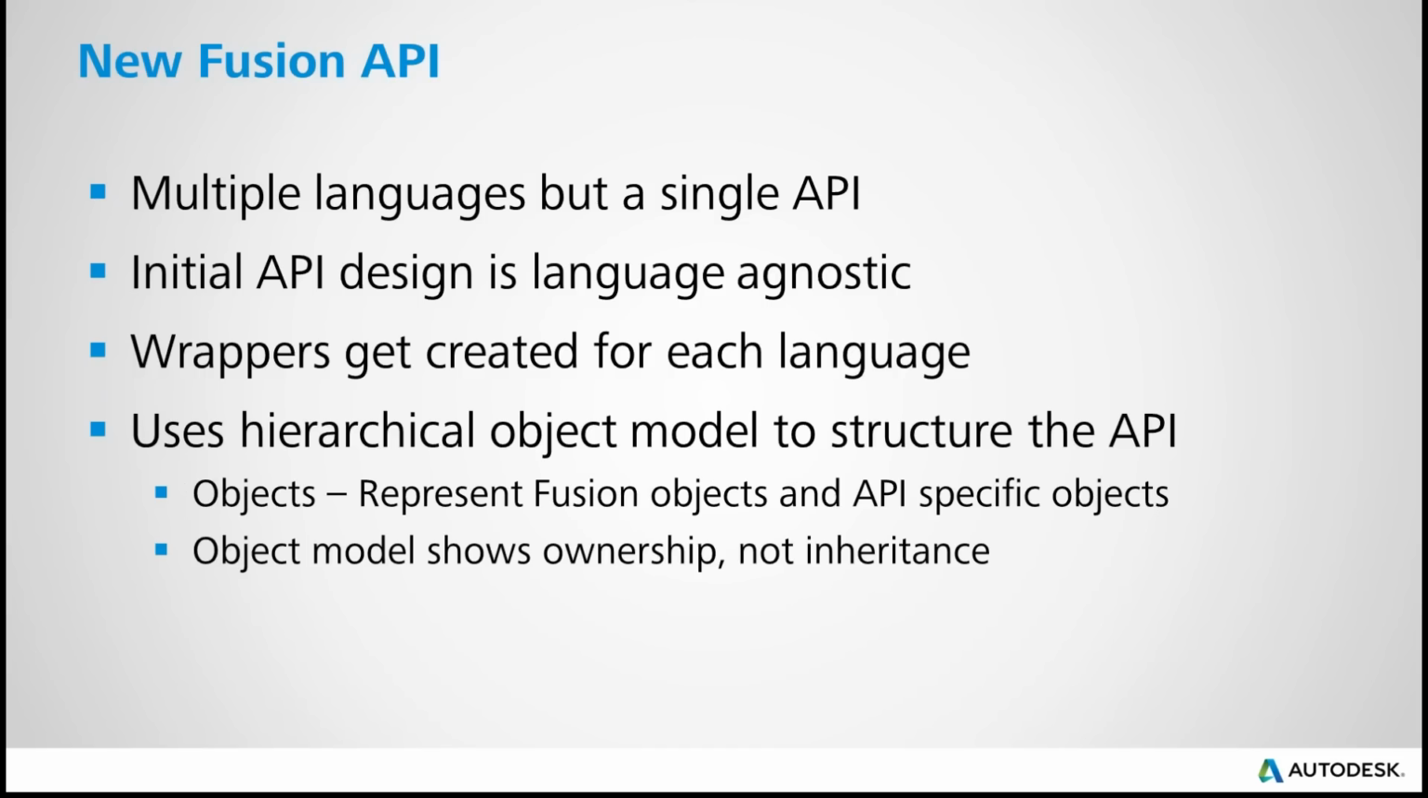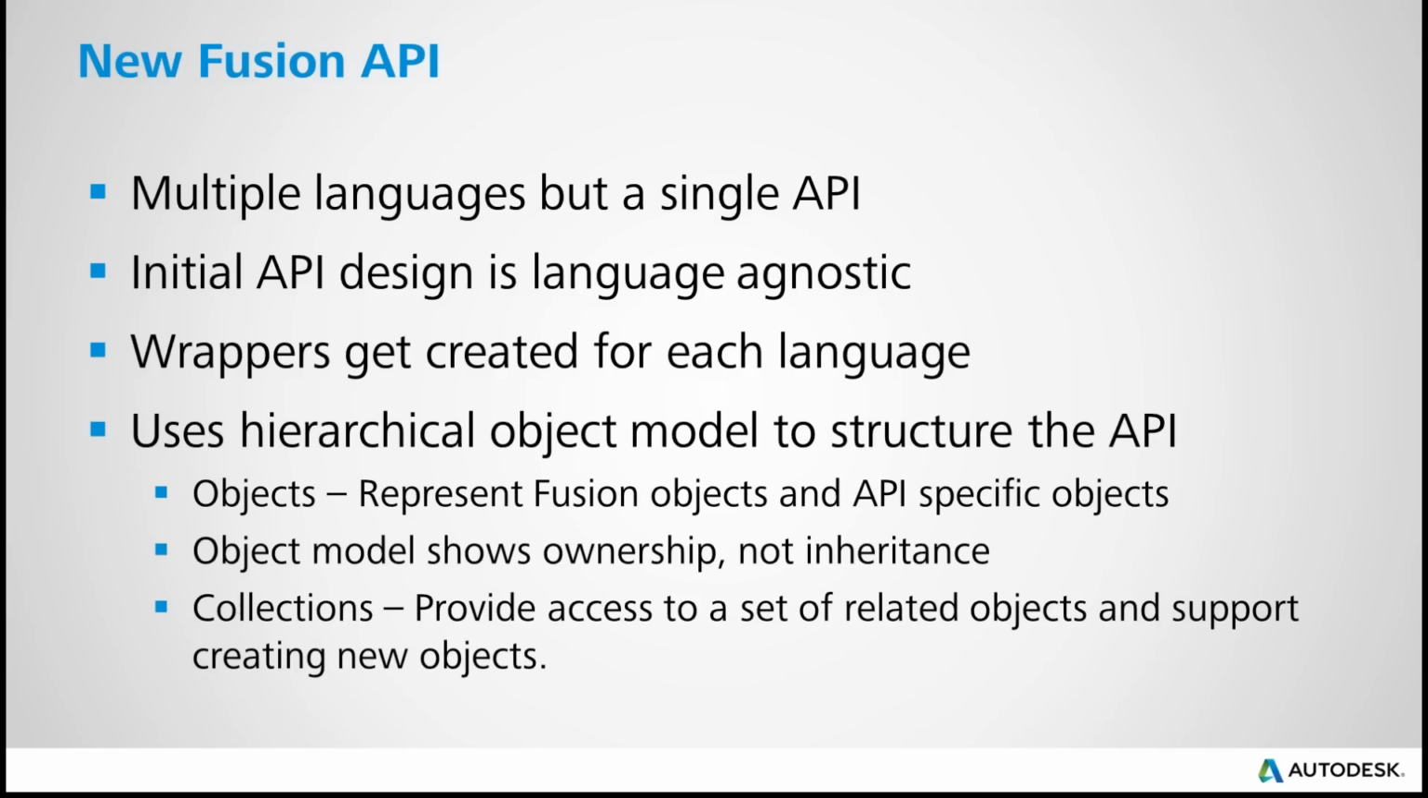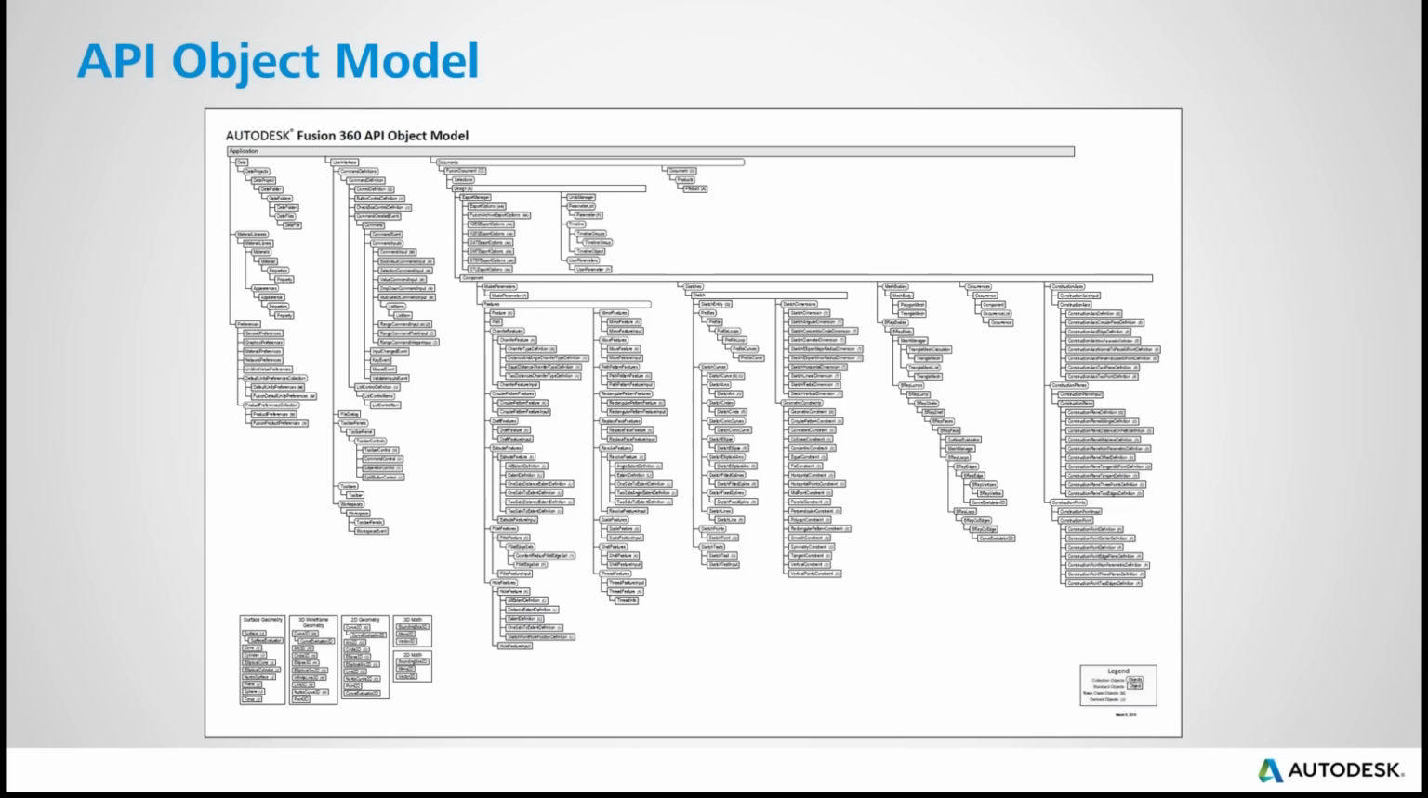Okay, even though there is some inheritance, this object model chart that I'll show in just a second is just showing ownership between objects. And there's one special kind of object in this, it's API only, called a collection. Collections provide access to a set of related objects, and they also support the ability to create new objects, and we'll see that in just a second in this example.